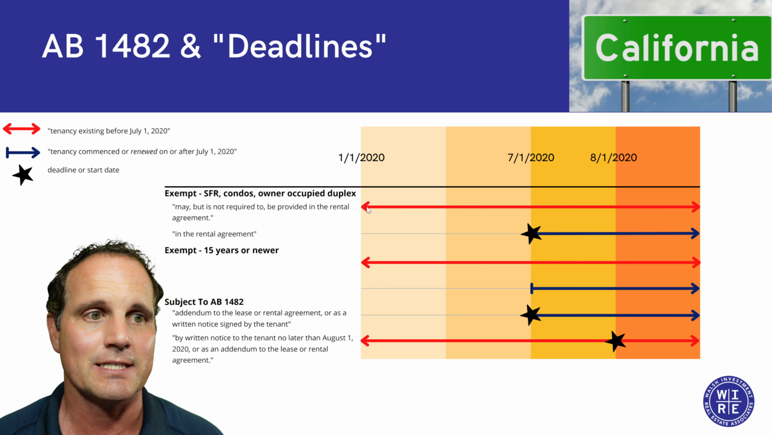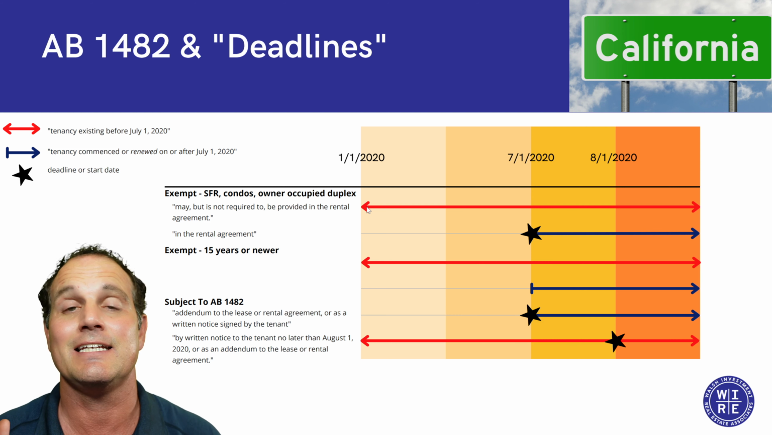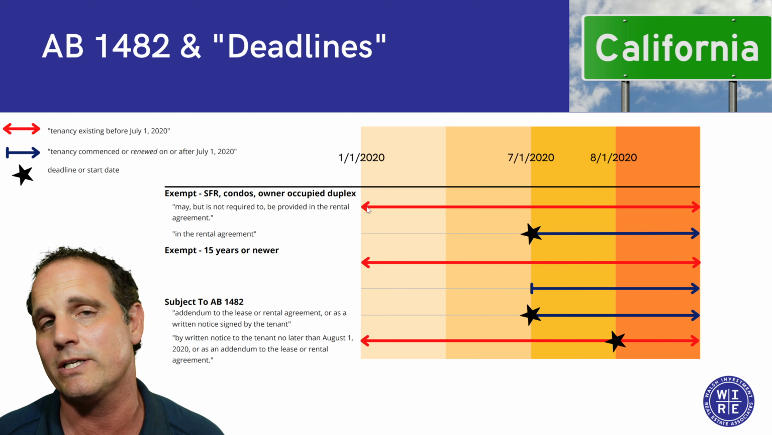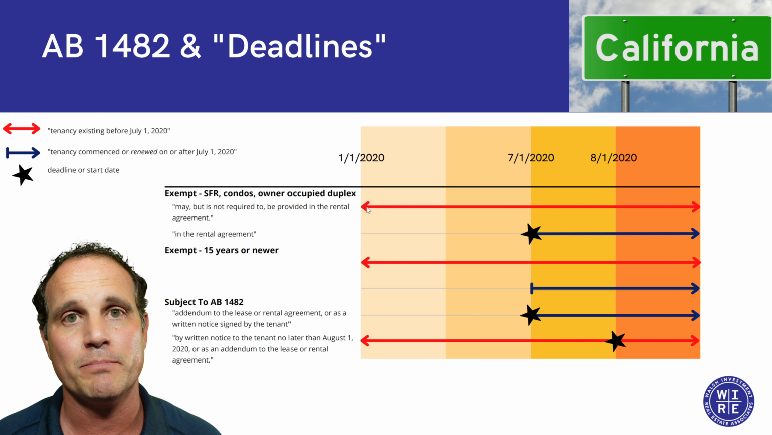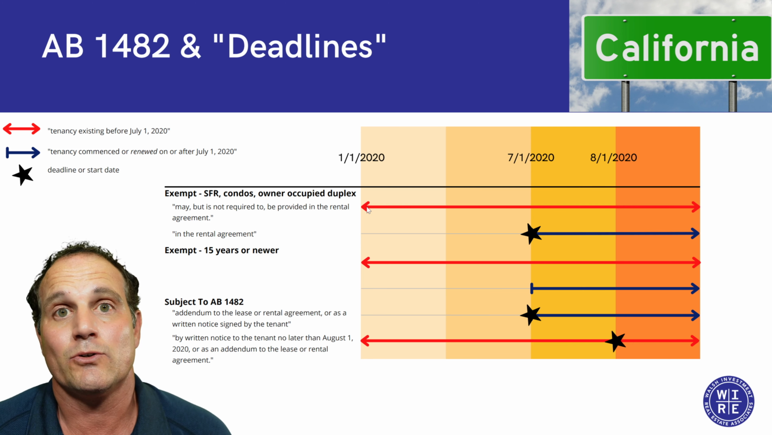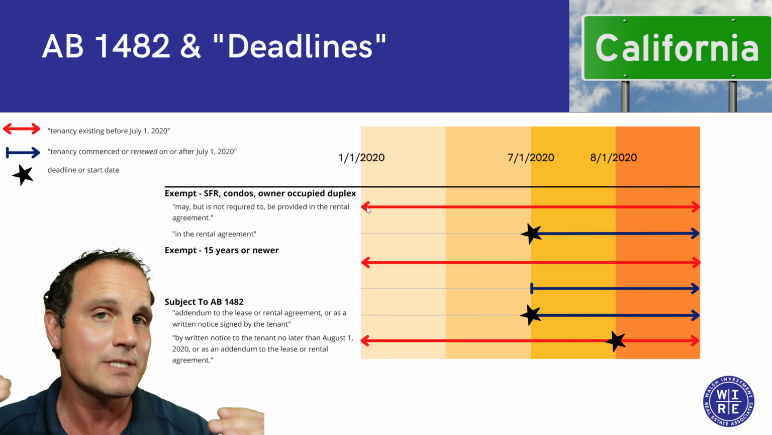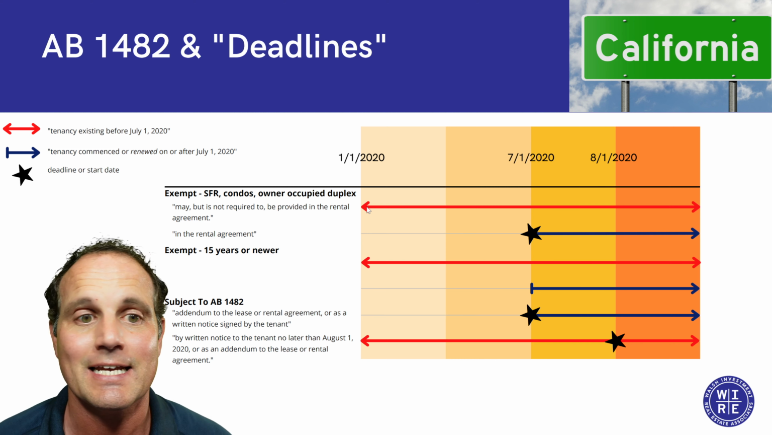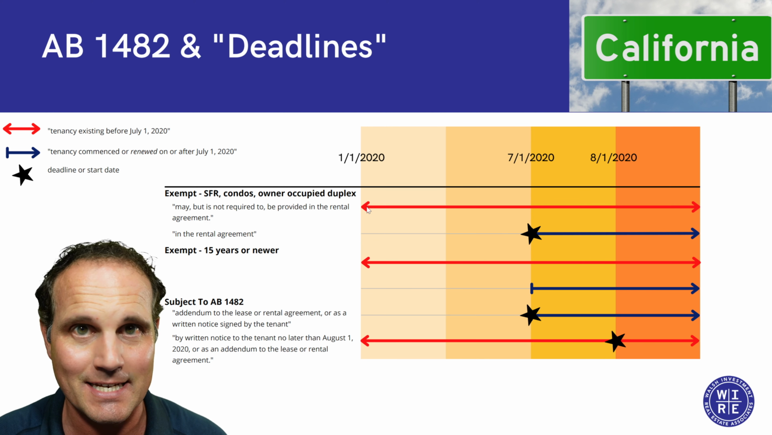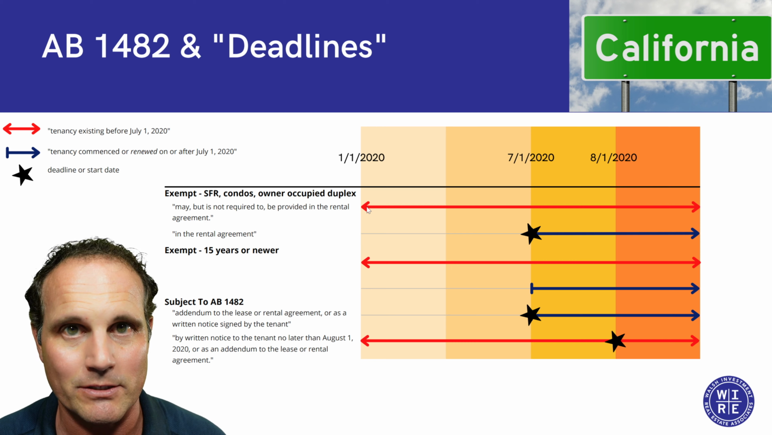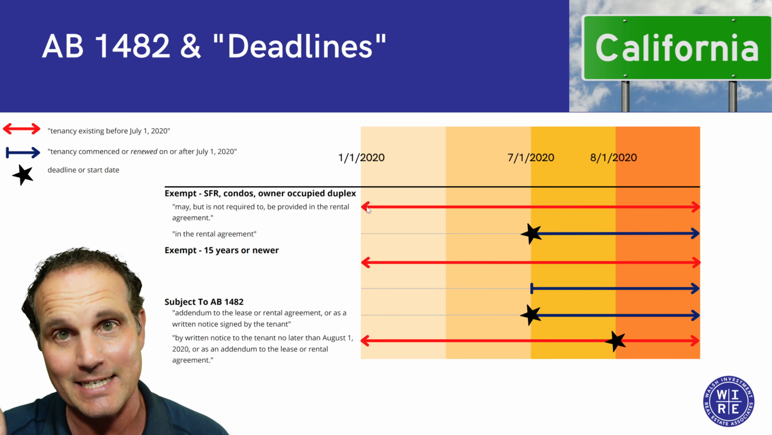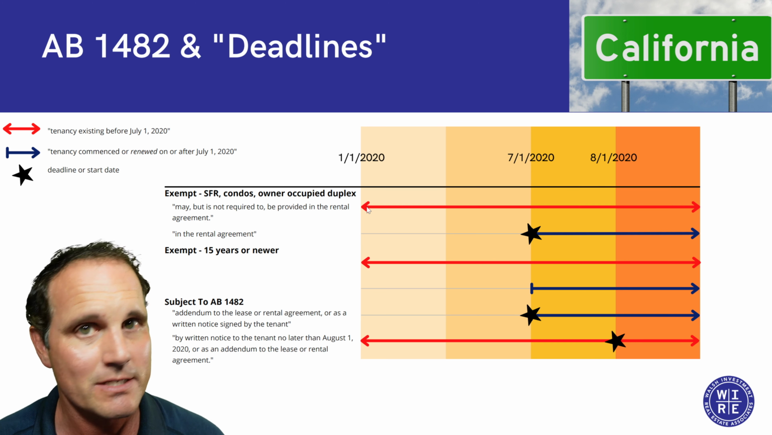And if we look at the next line, this would be a tenancy that either started or renewed on 7/1/2020 or later. So this would be somebody who the tenant moved in after that date, or the landlord gave a new lease to a tenant who was there before that date. Now, what it says specifically in the bill is that in this case, the exemption language must be in the rental agreement. So that is a start date right there, and that's why we have a star on it.